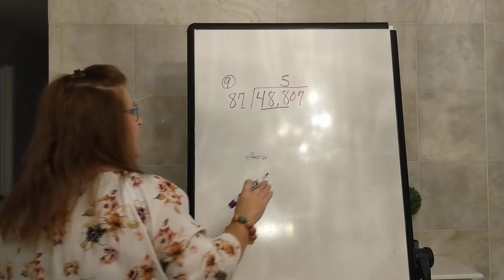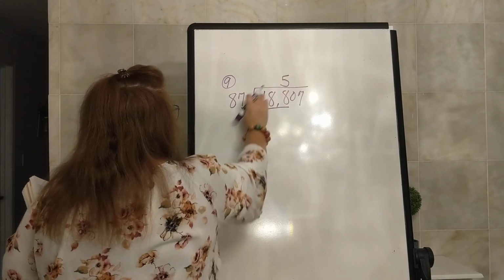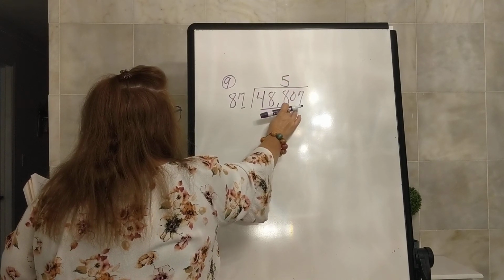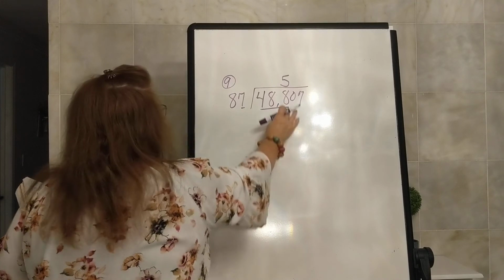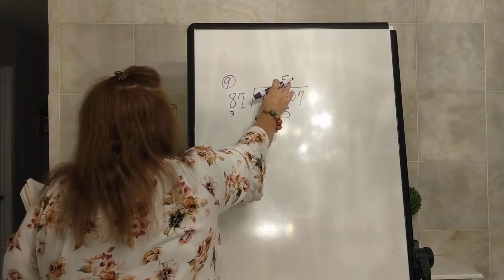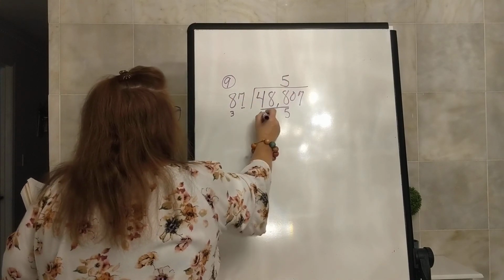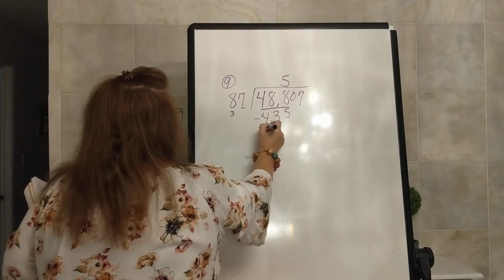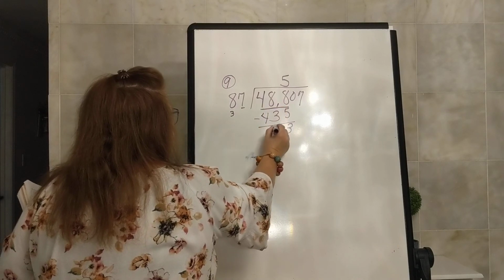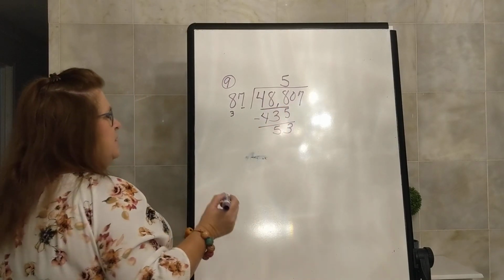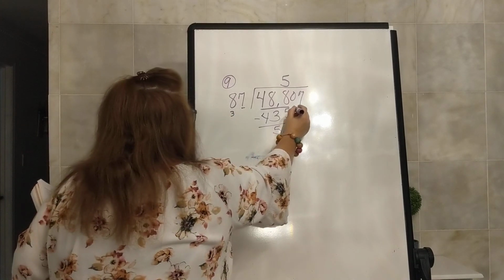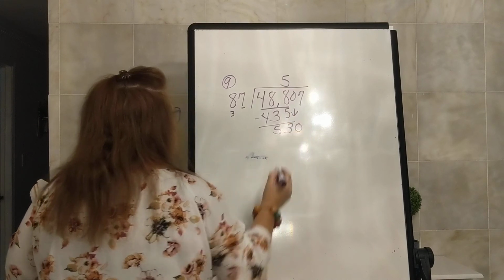Now when we start multiplying, our first digit to our answer is going to have to go under the 8. Our 5 goes above it. 7 times 5 is 35. We put 5 down, we carry our 3. 5 times 8 is 40, plus 3 is 43. We subtract. 8 minus 5 is 3, and 8 minus 3 is 5. Next, we must compare. Is 53 smaller than 87? It is, so we can bring down our next digit, which is a 0.